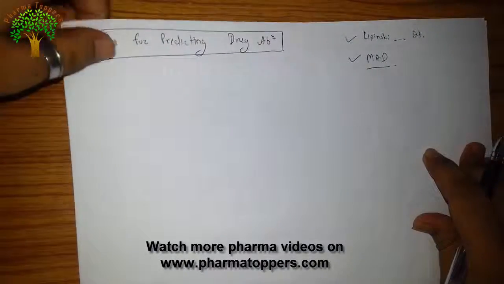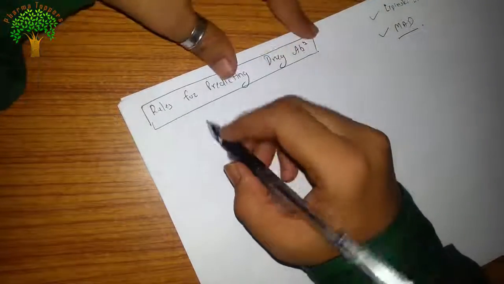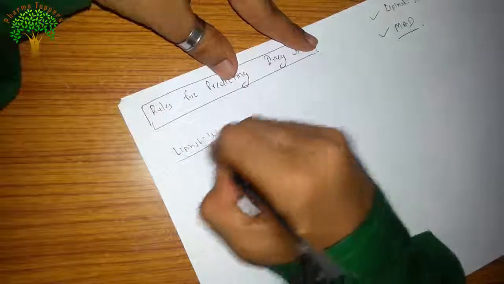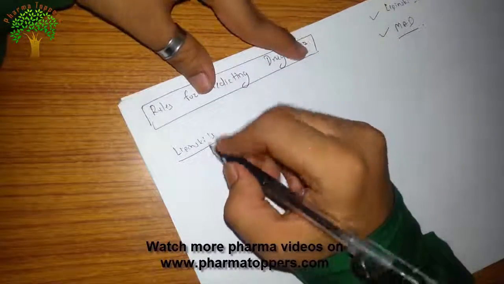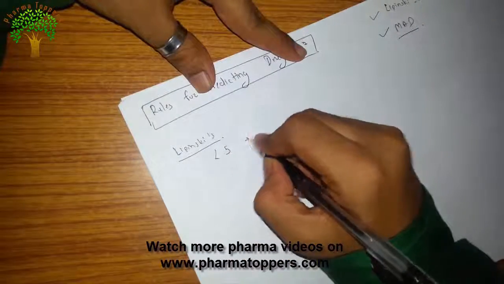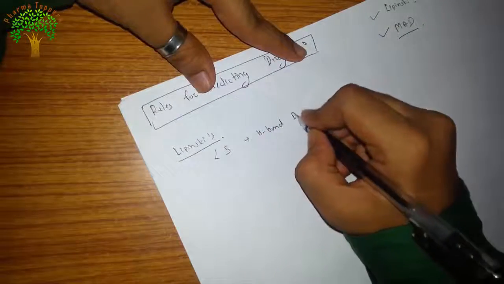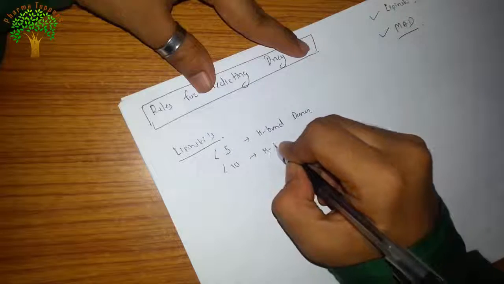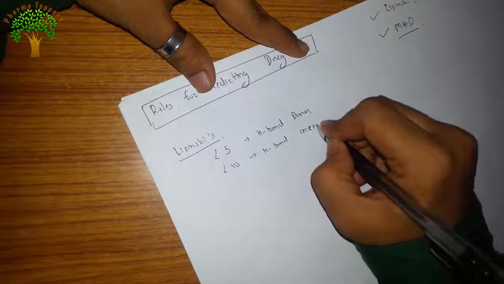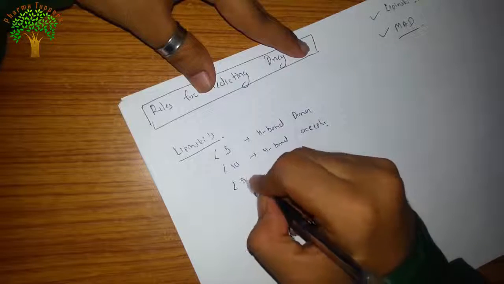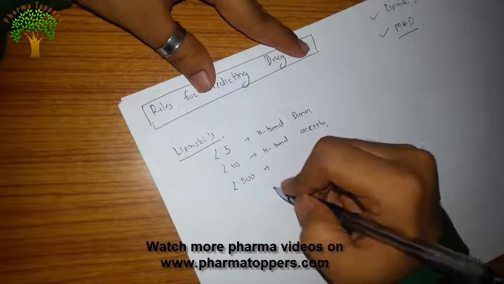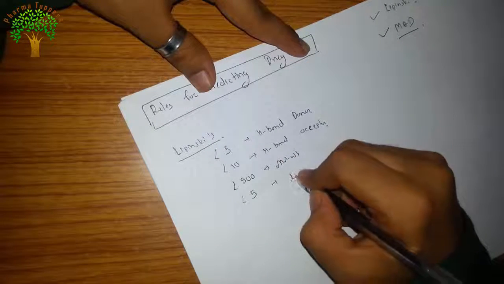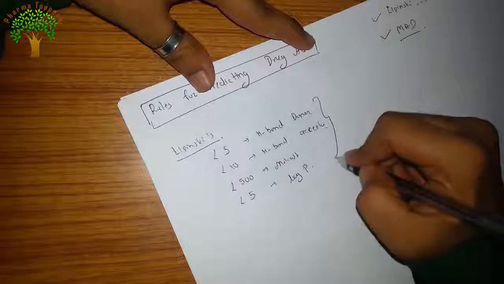So first of all, what does the Lipinski Rule of 5 include? As you all know, everything in the Lipinski Rule of 5 is a multiple of 5. There should be less than 5 hydrogen bond donors, less than 10 hydrogen bond acceptors, the molecular weight should be less than 500, and the partition coefficient should be less than 5. So this is the Lipinski Rule of 5.